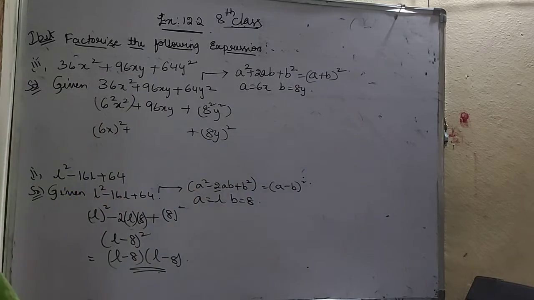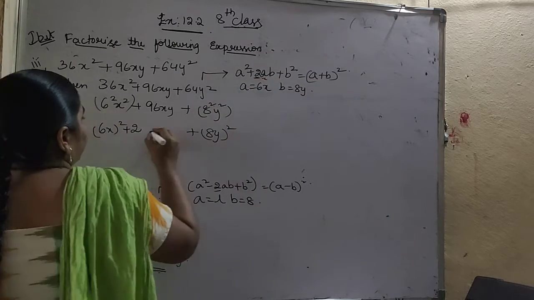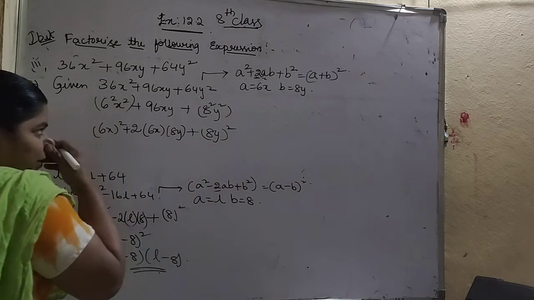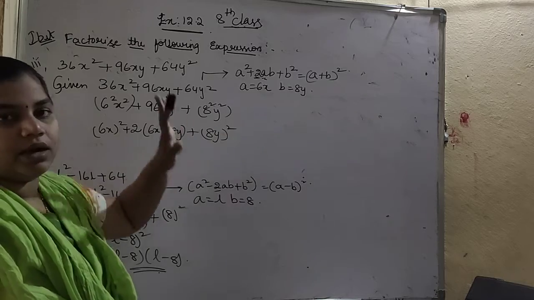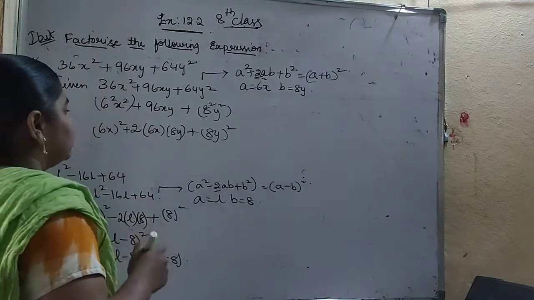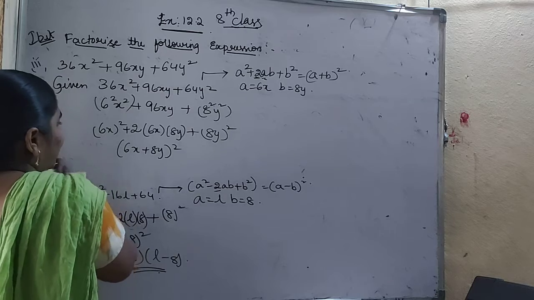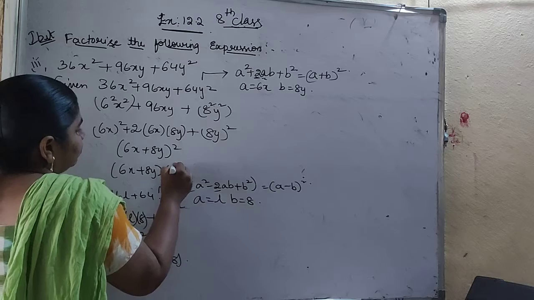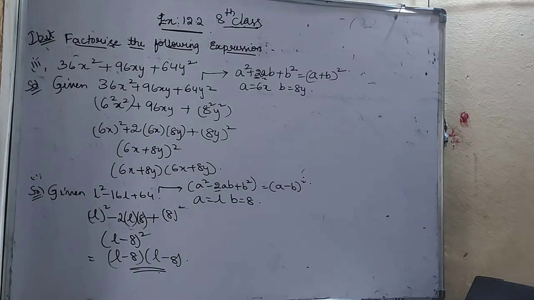Now we have to split this middle term. Here 2 is a constant value, a value is 6x, b value is 8y. So now it has been converted in the form of a square plus 2ab plus b square. Now we have to write in the form of a plus b whole square, which is nothing but 6x plus 8y whole square. So we can write this as 6x plus 8y into 6x plus 8y. So this is our third solution.